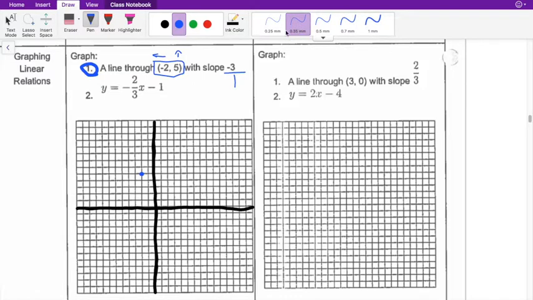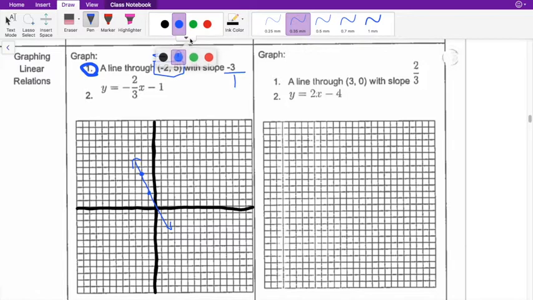Good. Then my slope is -3 over 1. So -3, I'm going to go down 3. 1, 2, 3. I'm going to go down 1 here. Okay, and there's my line. And I'm going to do my best possible graph here. So graph the point, then the slope.